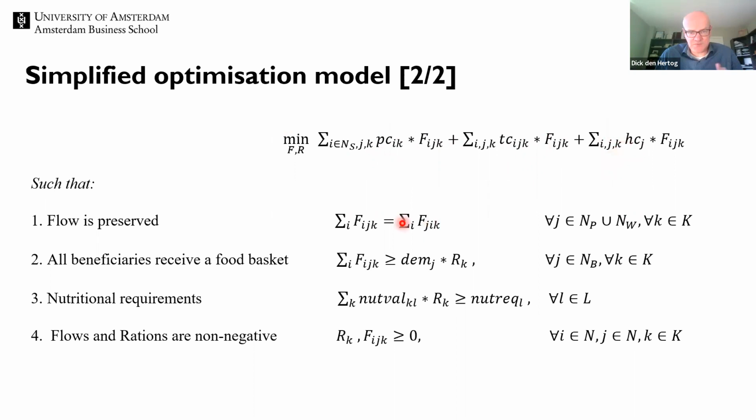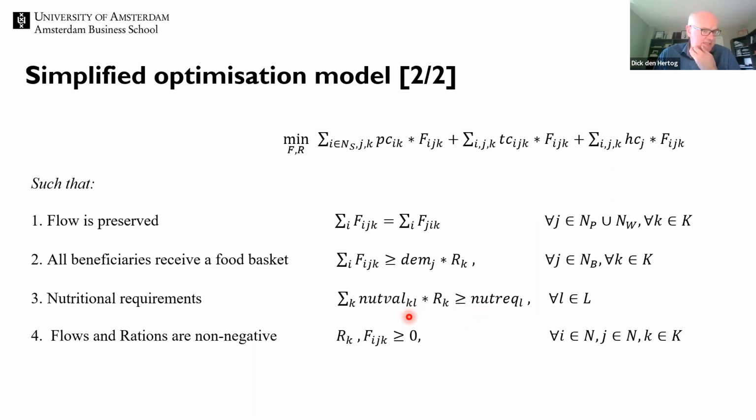And of course, we have constraints. Flow should be preserved, so flow in is flow out for each commodity. All the beneficiaries should receive a food basket, so the flow into a beneficiary camp should be at least the number of people there times what is needed per day. And we have the diet constraints, the nutritional requirements: you multiply the ration by the amount of nutrients in that ingredient, and sum over all the commodities, and that should be at least the required nutritional value. So these are typically the diet constraints. This is the core basic model that is used.